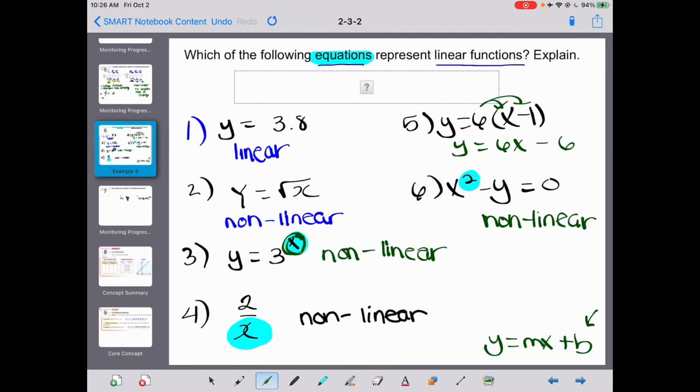Now when you explain these, you can talk about the graph, the shape of the graph. So you could say it's a line in the graph, or it's a curve. Or if you want to talk about what you're seeing, there is a 2 in the exponent. So exactly why you think it's nonlinear, write that down.